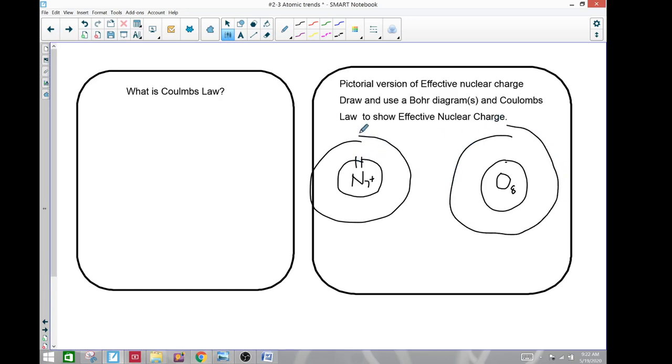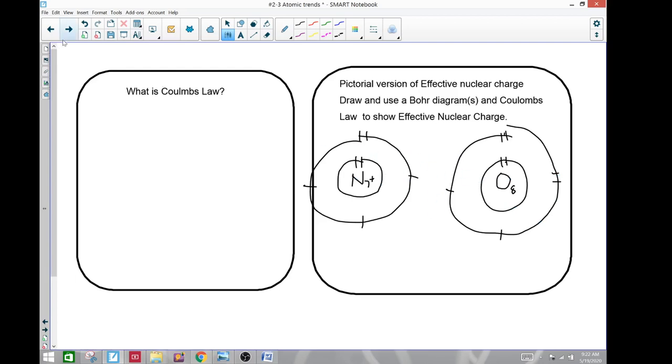1, 2, 3, 4, 5, 6, 7 electrons. 1, 2, 3, 4, 5, 6, 7, 8 electrons. Okay. So what's going on here? First of all, they are very similar in size. Okay. But there's something going on.